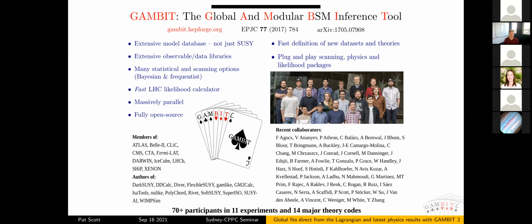Gambit's actually three different things. It's this code, but it's also a collaboration of over 70 people now, from both theory and experiment, and also astroparticle and particle physics. And it's also basically a program of physics analyses that we're doing using the code. So by this time, we've put out about 20 papers using Gambit, and more than half of those have been physics analyses as opposed to manual papers.